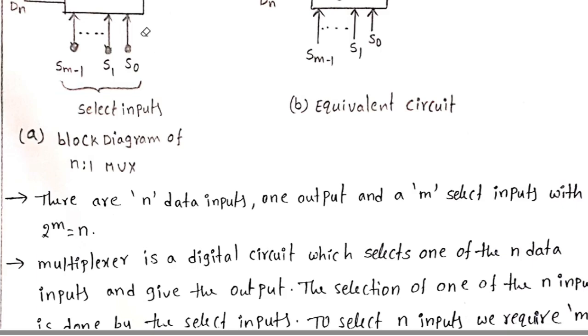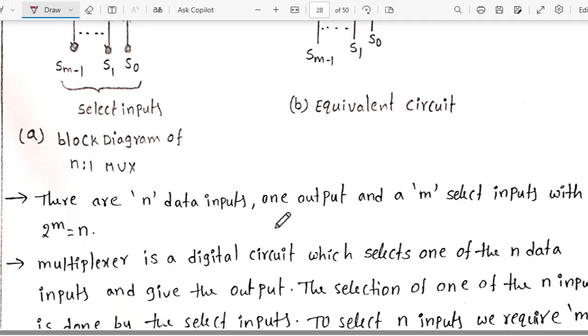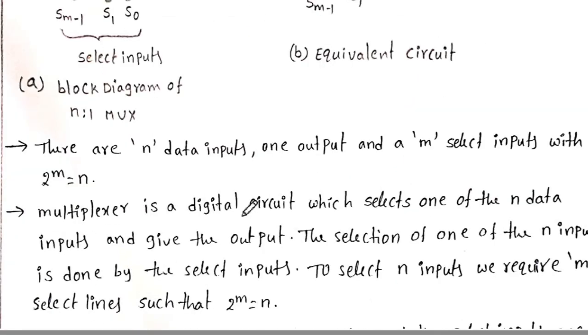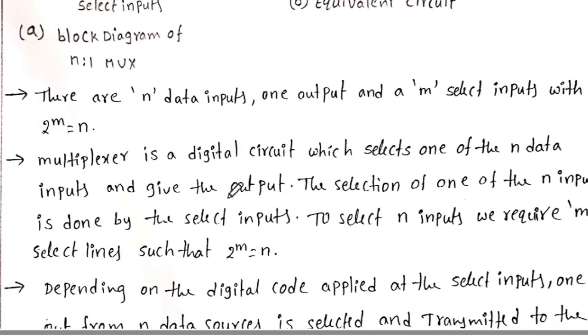There are n data inputs. In that, there are n data input lines, D0, D1, D2 up to D n minus 1. So there are n data inputs and one output. The number of selection lines required depends on the multiplexer. So a multiplexer is a digital circuit which selects one of the n data inputs and gives only one output. The selection of one of the n inputs is done by the selection lines.